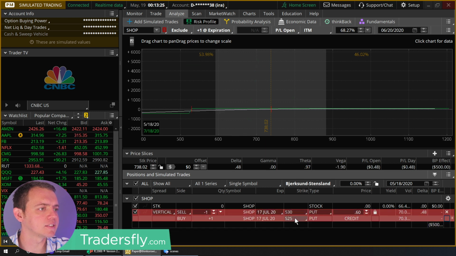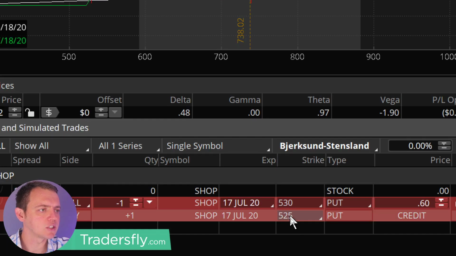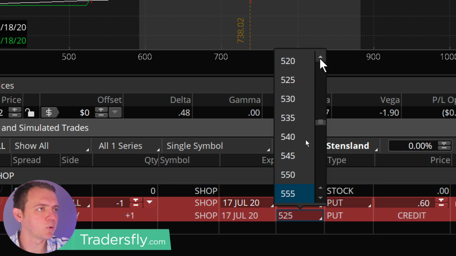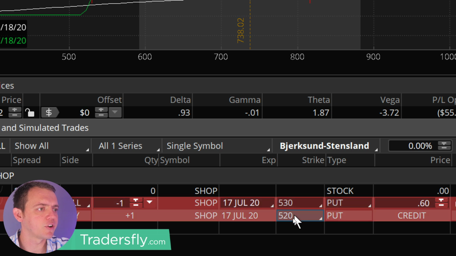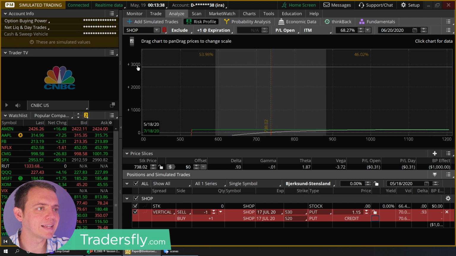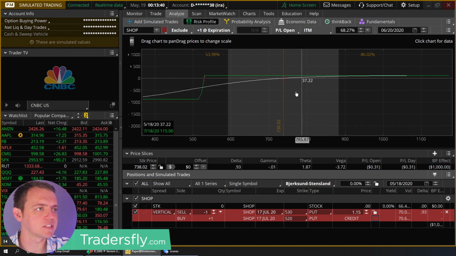Now, in our case, what I'm going to do is go in on my protection. Here's my protection, the one I'm buying. I'll just go 10 points out. So I've got a 530 and a 520. That gives me a 10 Delta. I'll hit this unlock, and boom, that's 90% chance of success.